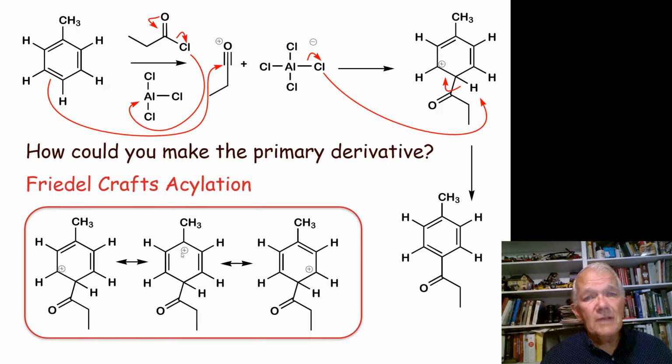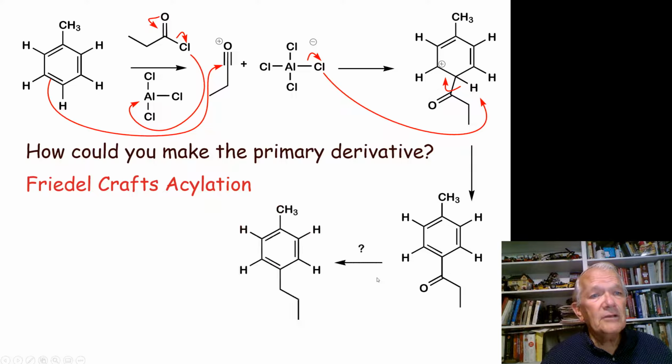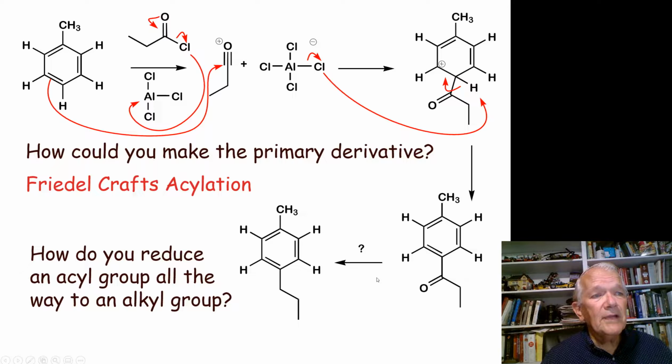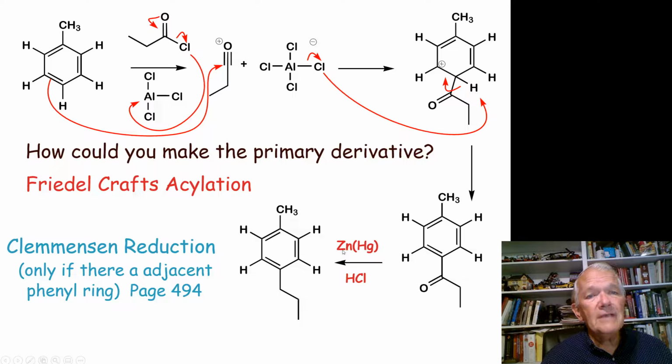So this process works pretty well, but of course, we don't have the propyl group yet. We've got to get rid of that carbonyl. So how do you reduce the carbonyl? Well, this video isn't going to discuss this very much, but there are actually two methods that one can use. One of them is the Clemmensen reduction. Clemmensen reduction uses what's called a zinc-mercury amalgam, where you take zinc metal, add a little bit of mercury to it, in the presence of HCl.